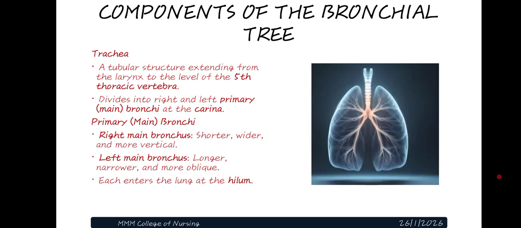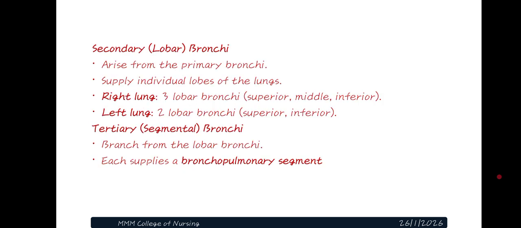Components of the bronchial tree. Trachea, a tubular structure extending from the larynx to the level of the fifth thoracic vertebra, is divided into right and left primary main bronchi at the carina. Primary main bronchi: the right main bronchus is shorter, wider and more vertical, and the left main bronchus is longer, narrower and more oblique. Each enters the lung at the hilum.